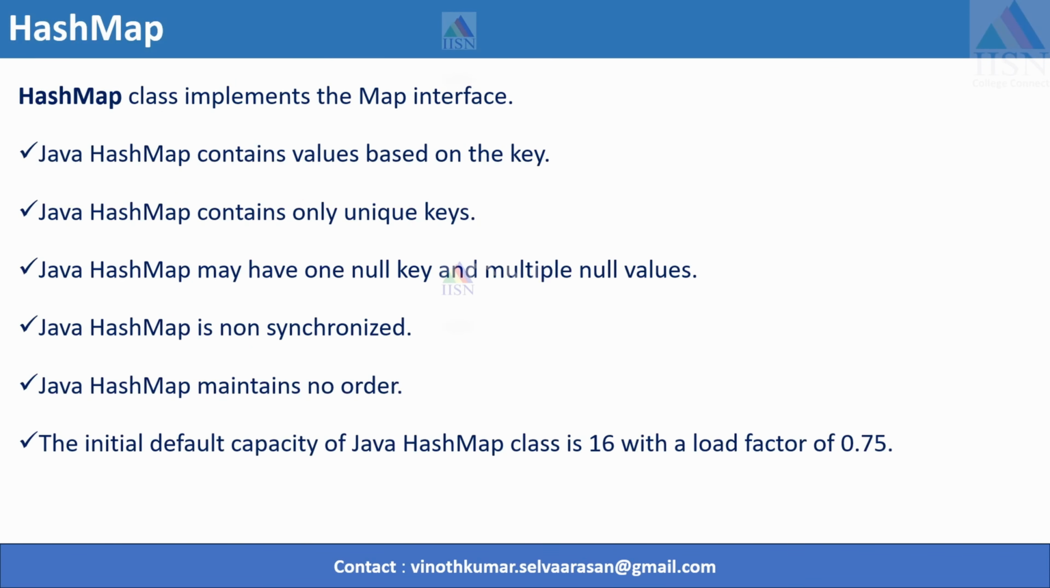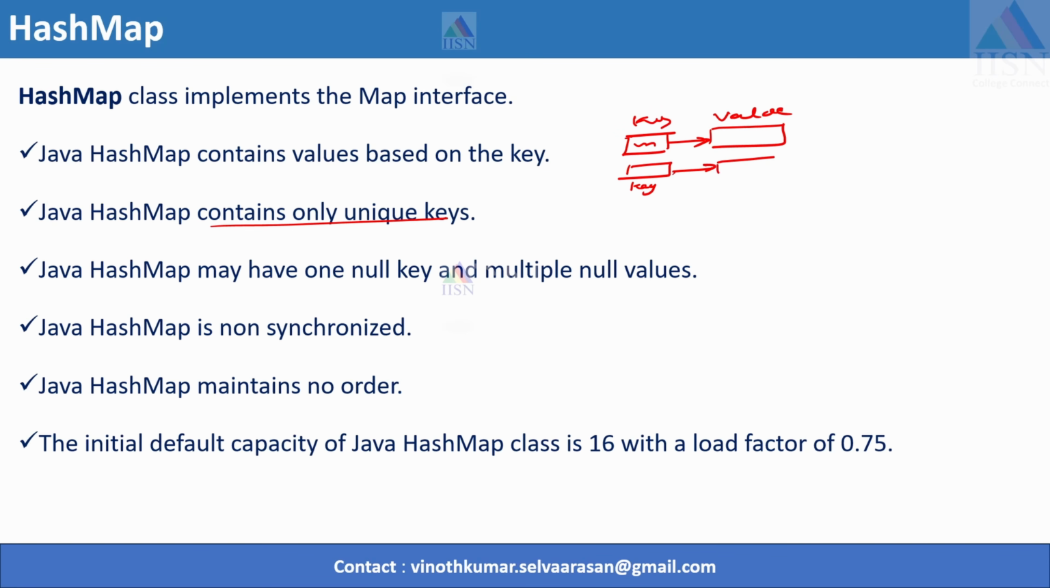The HashMap holds the data in key and value pairs. Here, it stores the data as key and value pairs. You store the information on this key, and this key is associated with this particular value. You can have any number of keys, but it doesn't hold duplicate keys. It only holds unique key values.